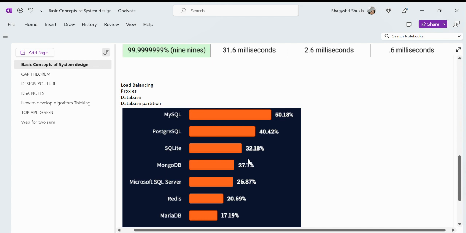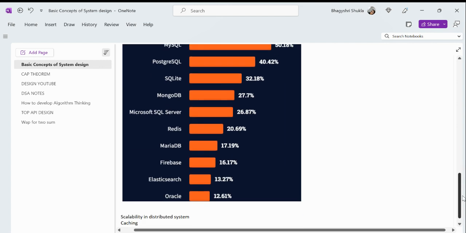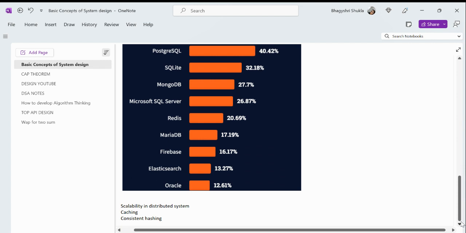Here I can say I have already taken a screenshot for the database partition, showing some year-wise data for different databases. MySQL has 50.18%, and Postgres has 40.42%. Similarly, among other databases we have SQLite, MongoDB, Microsoft SQL Server, and all. So you can see it is divided into small chunks or parts. So yeah, as you can see.